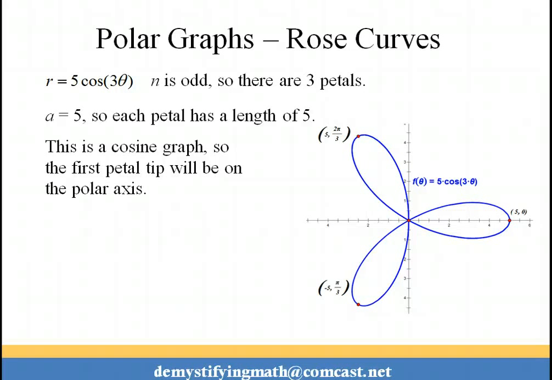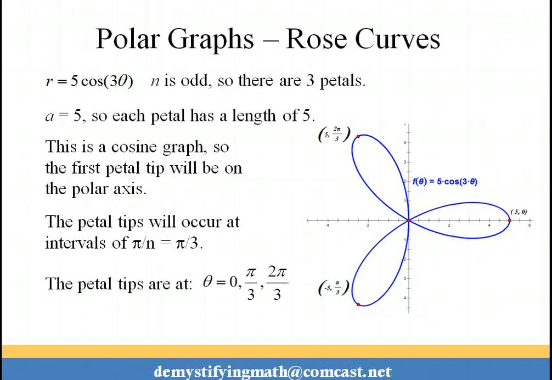Our next one is 5 cosine 3 theta, and n is odd, so there are 3 petals. A is still 5, and this is a cosine graph, so we're going to have a petal tip on the polar axis at 0. Our petal tips are going to be occurring every pi over 3 units, so we're going to add pi over 3 to our starting point. We have 0, pi over 3, and 2 pi over 3 for our petal tips.